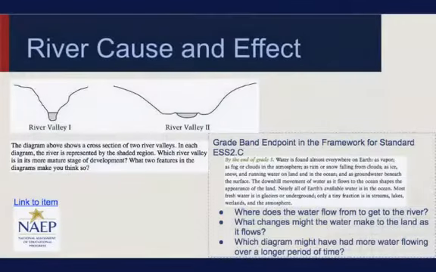The first example of the grade band 3-5 is as follows. The diagram above shows a cross-section of two river valleys. In each diagram, the river is represented by the shaded region. Which river valley is in its more mature stage of development? What two features in the diagrams make you think so? The NAEP river question requires a constructive response to answer both questions.